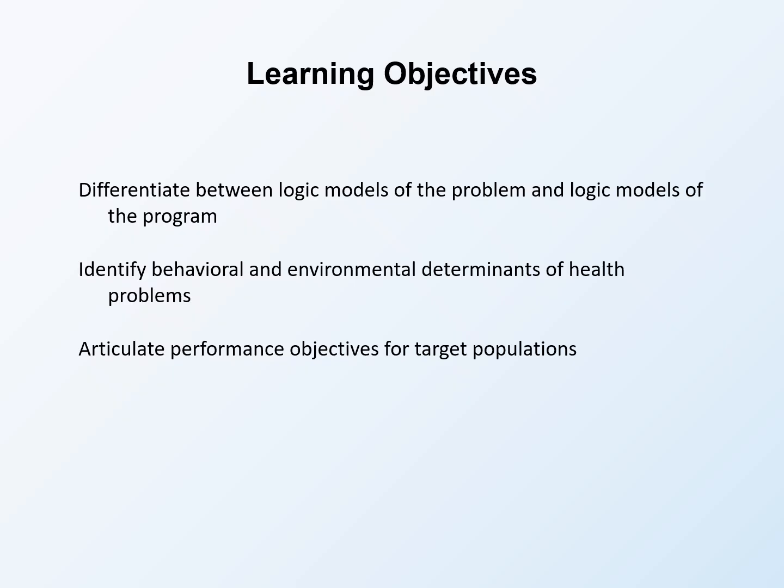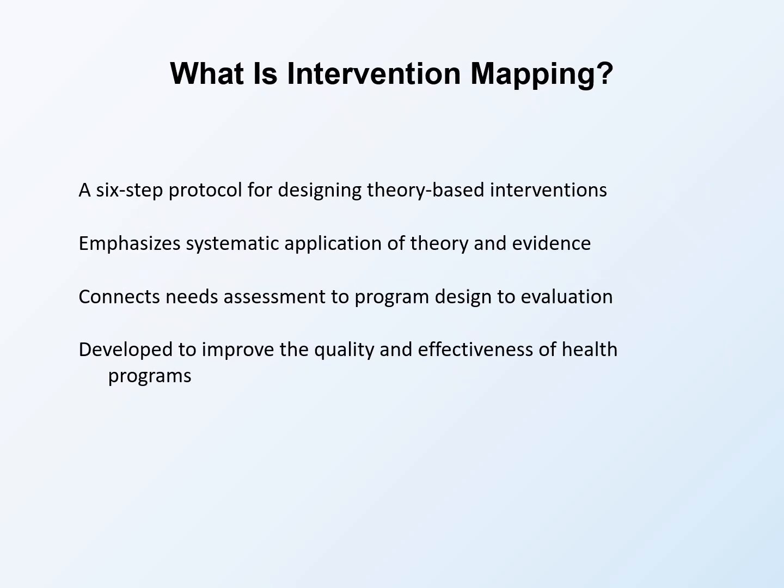Let's get started. Intervention mapping is a 6-step protocol for designing theory-based interventions. It was developed because too many health programs were being created without systematic thinking about why they should work. The approach emphasizes rigorous application of theory and evidence at every step. It creates explicit connections from needs assessment to program design to implementation to evaluation. Each decision is documented and justified.